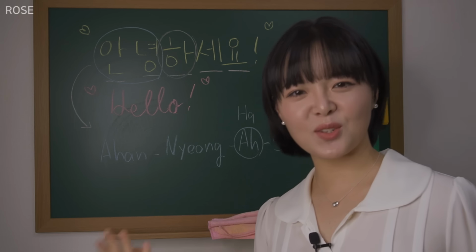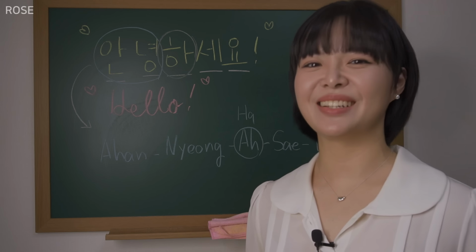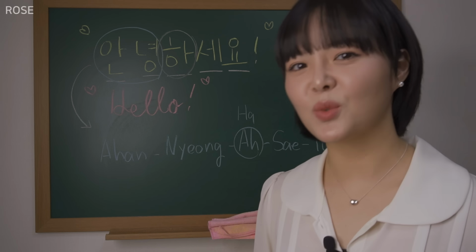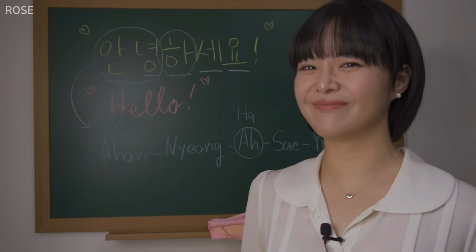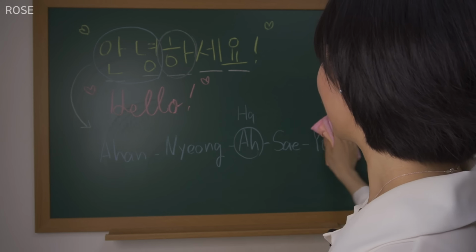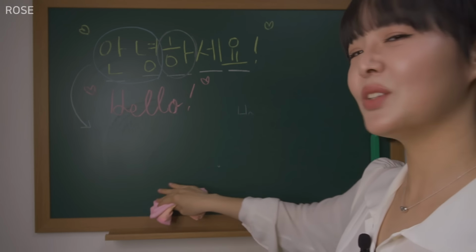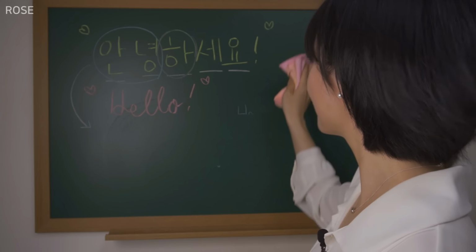What do you say to your friends? 안녕. So between friends, we don't bow, okay? We just say 안녕. Alright, so next word. Can you guess what the next word is?